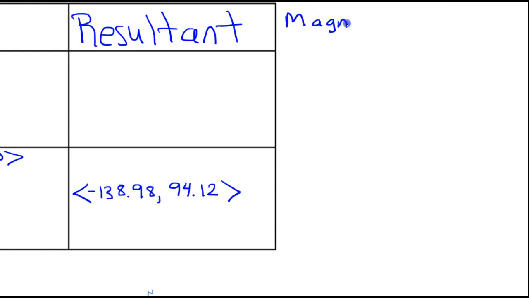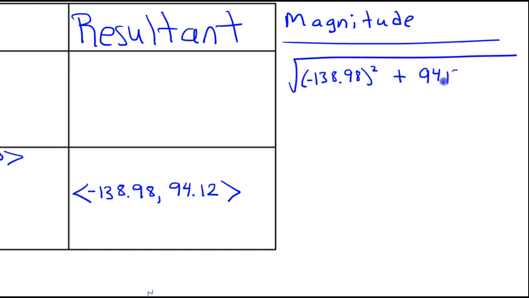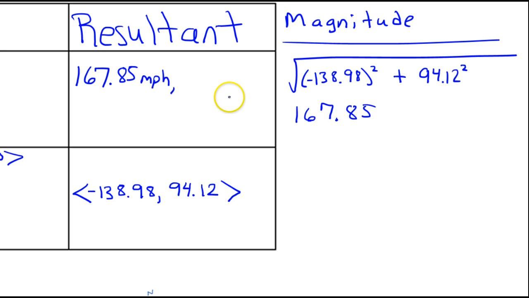Let's start with the magnitude. We can find the magnitude using the magnitude formula. So we will do negative 138.98 squared plus 94.12 squared. Do the square root of all that in your calculator. So the magnitude is 167.85. Now in the context of this problem, that means that the overall speed of the plane is 167.85 miles per hour. Now let's find the direction.